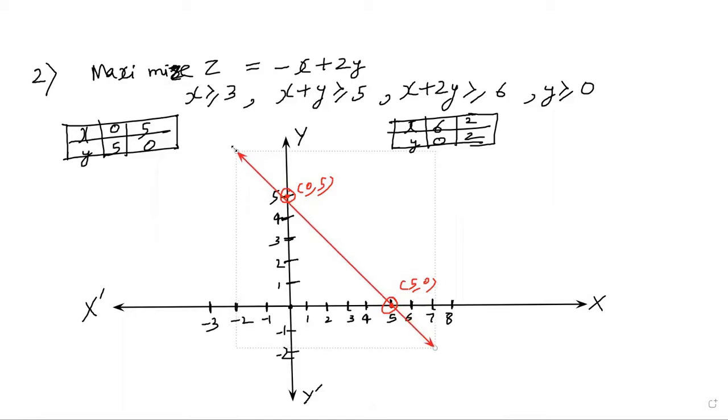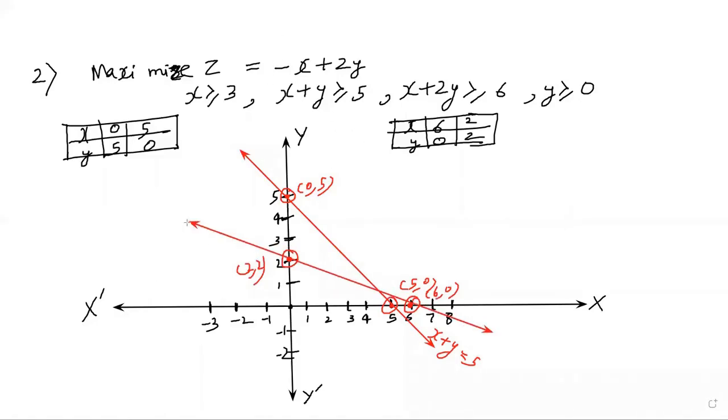For the second one, we also write the equation of the line here, that is x plus y equal to 5. Now for the next one, it's (6, 0), that is one point, and the other one is (2, 2), which is somewhere here. Let's join them as well. So we're getting something like this. Write the equation here: x plus 2y is equal to 6.